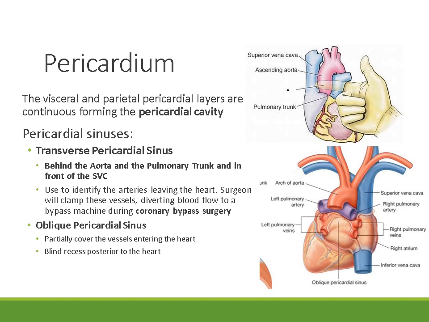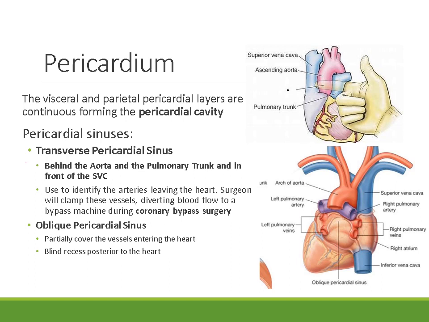There are two sinuses in the pericardium. So two open, blunt chambers in the pericardium: the transverse pericardial sinus and the oblique pericardial sinus. This first one, the transverse pericardial sinus, is the more important one.